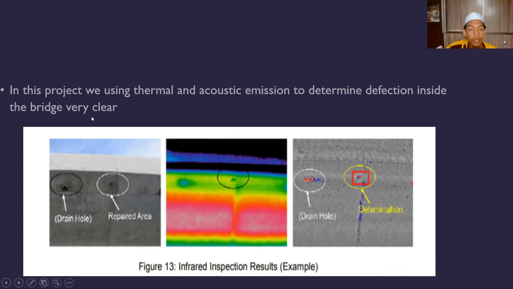In this project, we're using thermal and acoustic emission to determine defects inside the bridge very clearly. This is an example of an inspection result. We can see a dot here is an inspection or drain hole, and a delamination. This is a delamination.